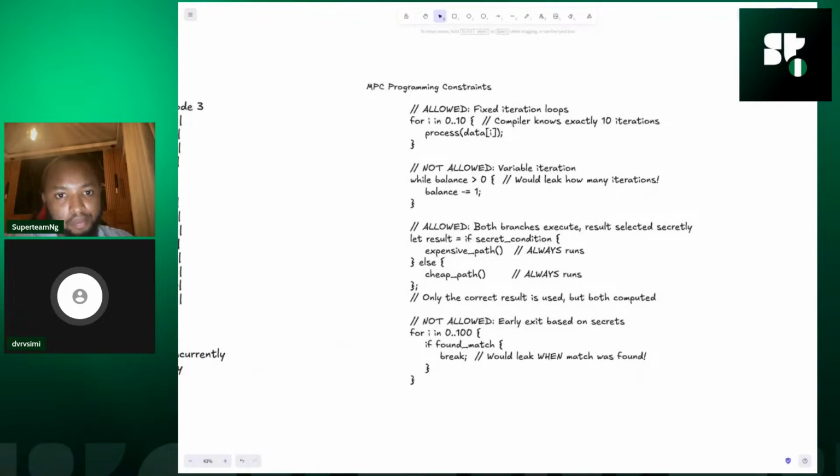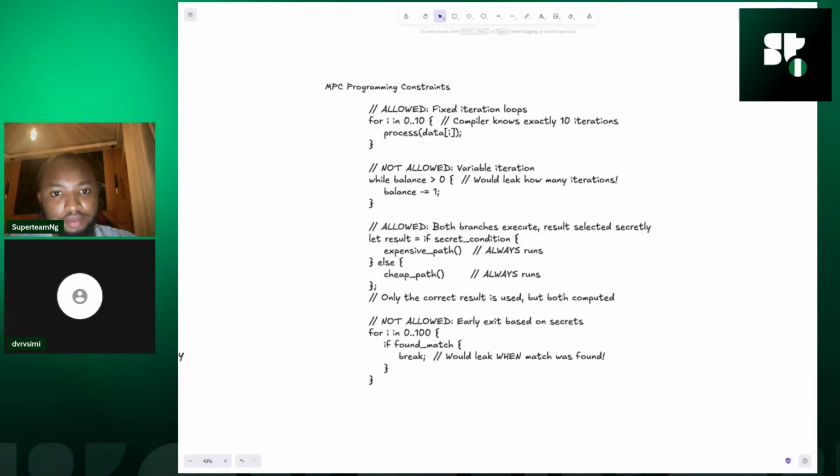Okay, so now we can talk a little bit about constraints, because Archeum is still developing. There are a couple of constraints, and these are very valid constraints. For instance, let's say you want to do an iteration from 0 to this range. The compiler knows that this is already 10, so you're not leaking any information.